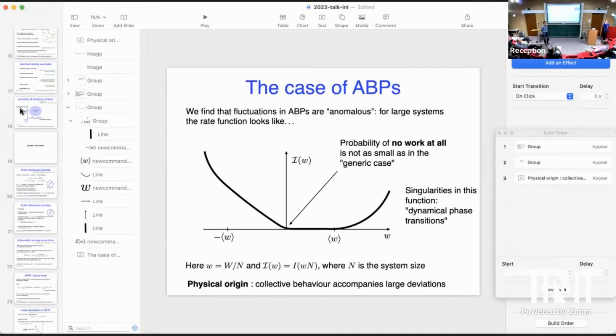I'm just following on that. There was a step you needed for this fluctuation here.